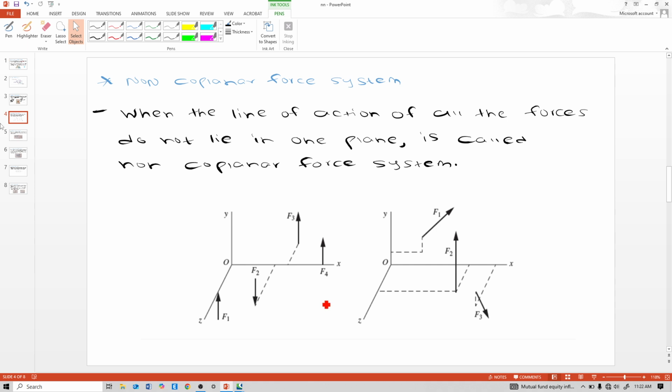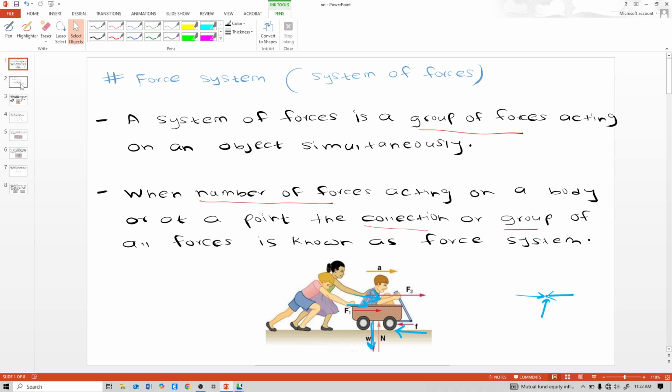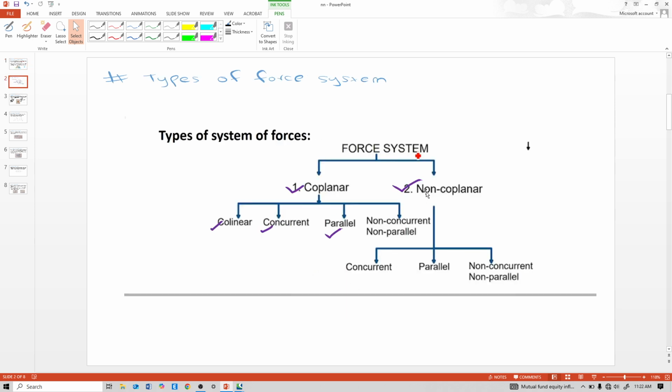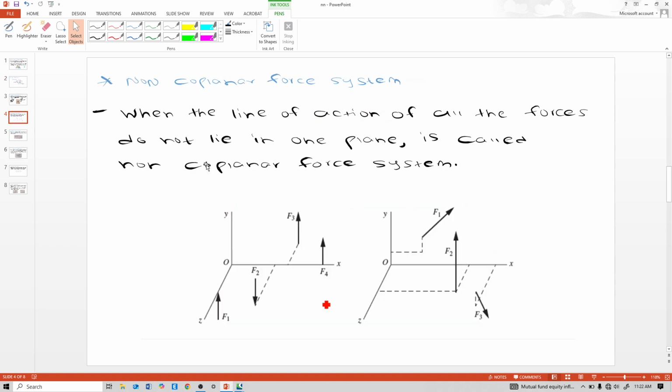Now next is non-coplanar force system. Second, see, force system is divided into coplanar and non-coplanar. See the chart, the tree diagram. Non-coplanar force system: when the lines of action of all the forces do not lie in one plane, it is called a non-coplanar force system. So this non-coplanar force system is the opposite of the coplanar force system.